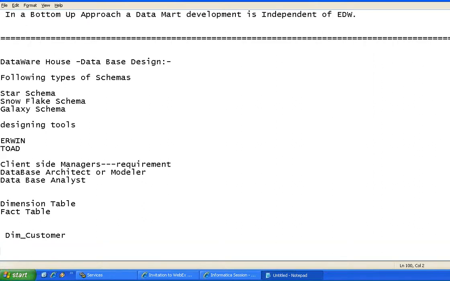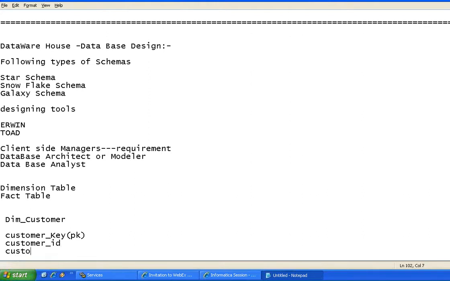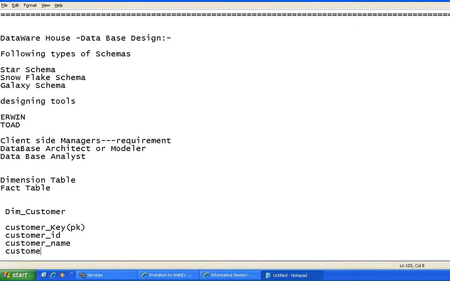In every table we have a primary key, right? Let us think we have customer key, which is the primary key. Other information regarding the customers will be here, like customer ID, customer name, customer address. All the information regarding the customers will be in this customer table.